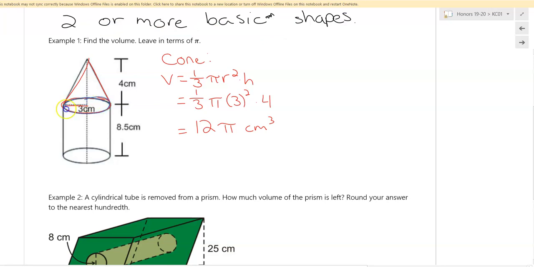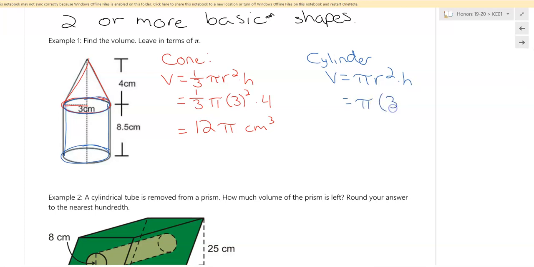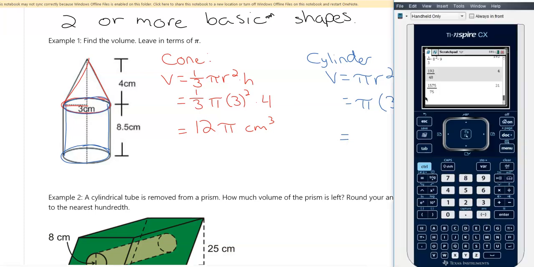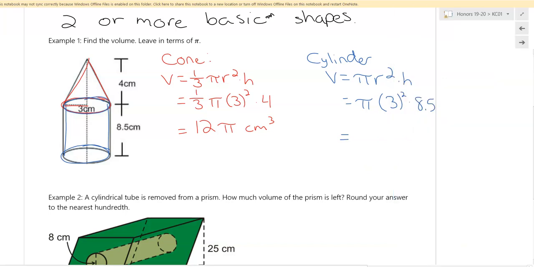Now our other shape that we have here is this cylinder. Always make sure you're identifying your shapes first. Volume of a cylinder is just pi r squared times height, which is pi times 3 squared times 8.5. 9 times 8.5, I don't know if I know that. Sorry, 9 is from 3 squared. Doing some things in my head. And we get 76.5 pi centimeters cubed.